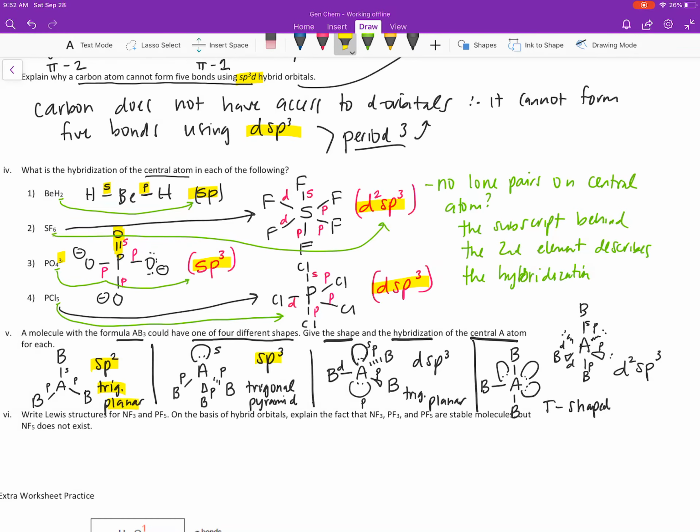Okay, so lone pairs did not have an impact on sigma and pi bond counting, but lone pairs on the central atom affect the hybridization, just like they did the molecular geometry.